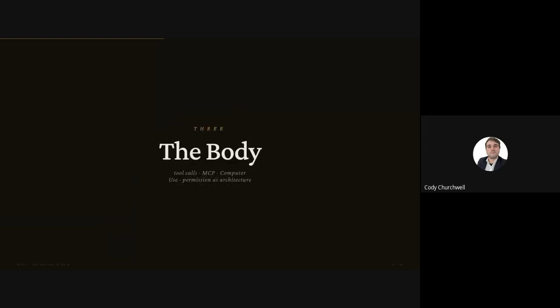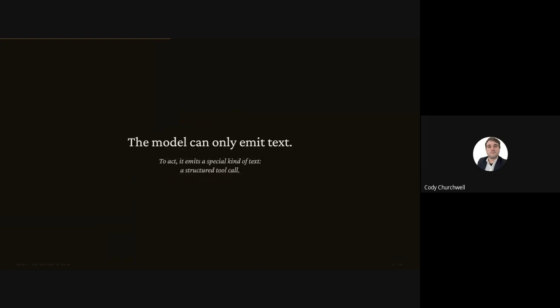So section 3, the body. Quick, simple, important. The model can only emit text. That's the only thing it does fundamentally. Words go in, words come out. To do anything else, search the web, read a file, send an email, it has to emit a special kind of text, a structured tool call.